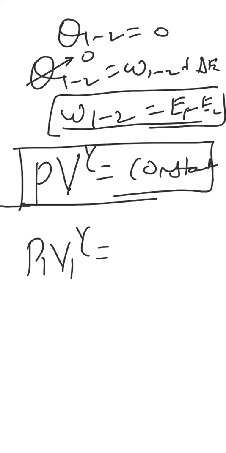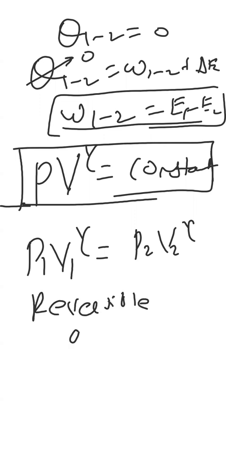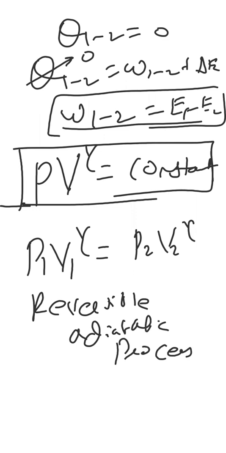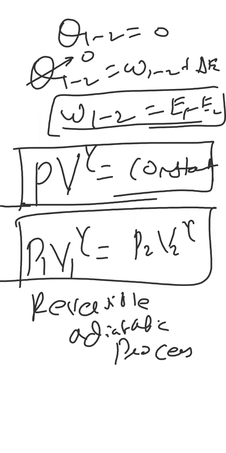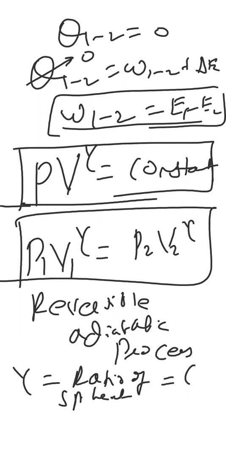P1 V1 power gamma is equal to P2 V2 power gamma. This is the equation for a reversible adiabatic process. I'm not doing the derivation, but I am telling you the formula directly. What is gamma? Gamma is the ratio of specific heats. You might have studied Cp by Cv, specific heat at constant pressure and specific heat at constant volume. So gamma is the ratio of specific heats.